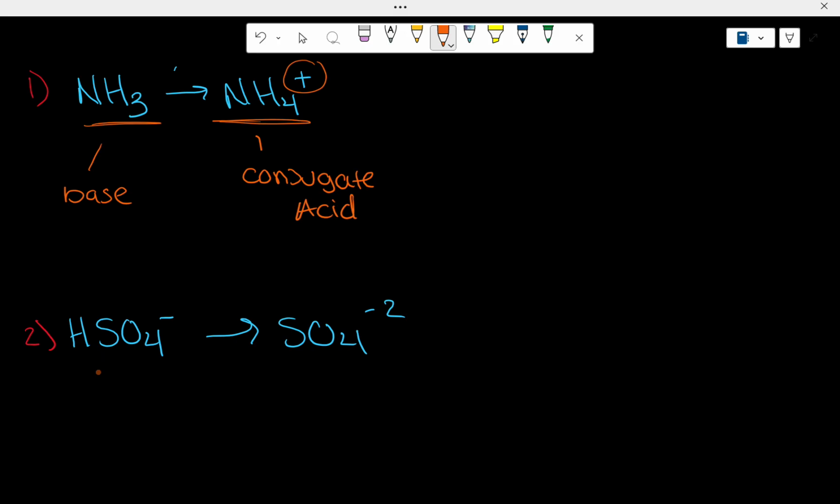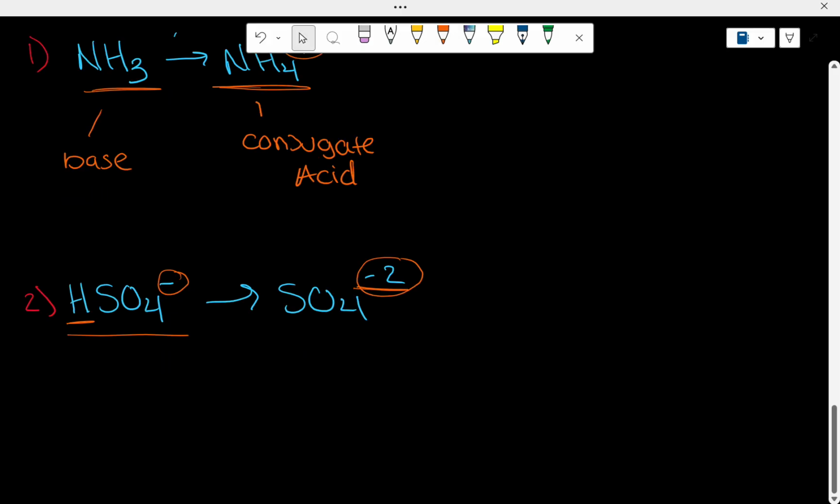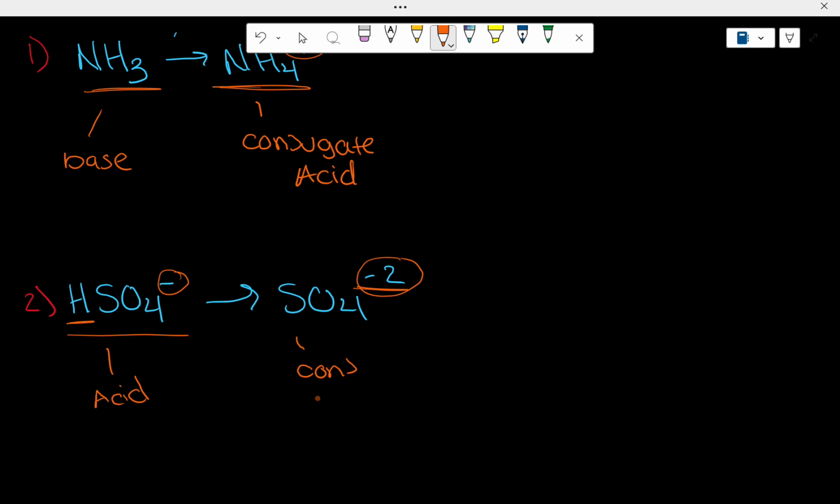For the second problem, we start off with HSO4 minus. So we have 1 hydrogen, a charge of -1, and it forms SO4 minus 2. So it lost its hydrogen, and it gained a negative charge to make it -2. So it released a proton. So this is going to be your acid. And this is going to be your conjugate base.